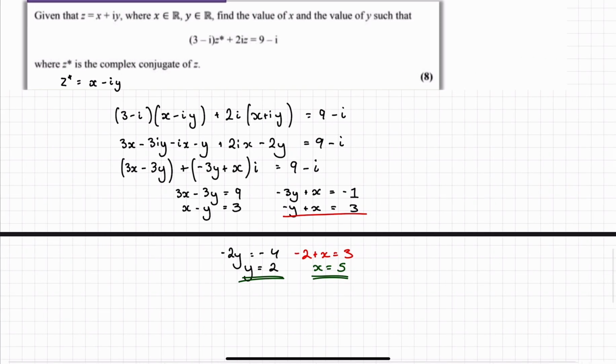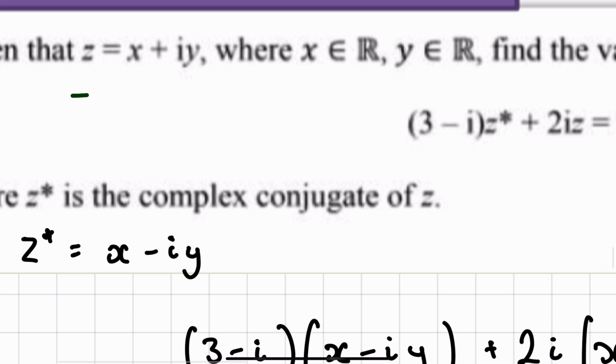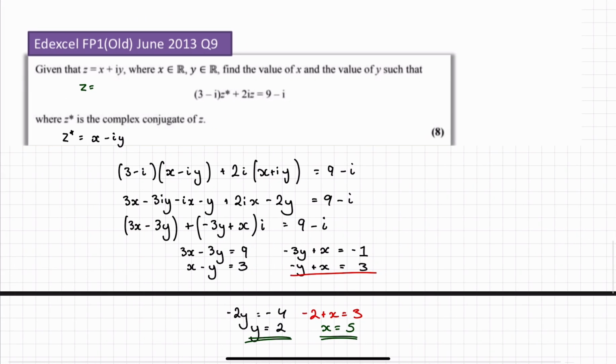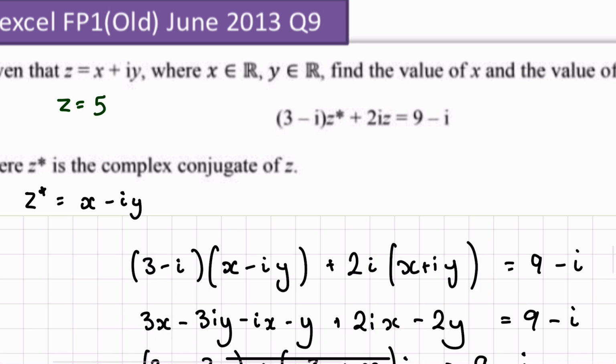So if I go all the way back to the beginning, z equals, what did I say x was? x is 5, and y is 2, so 2i, and we're done there.